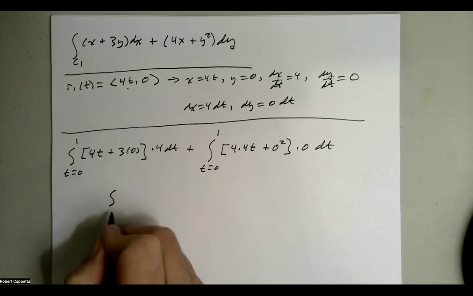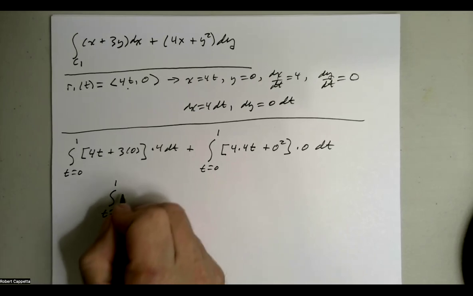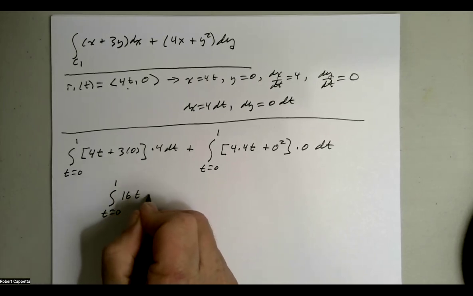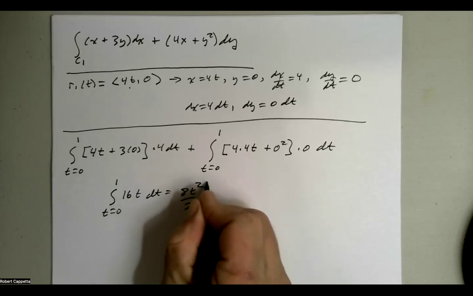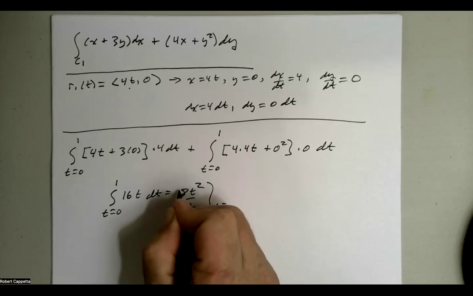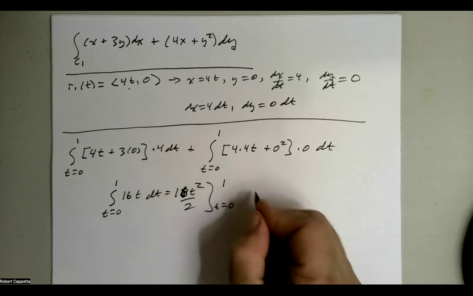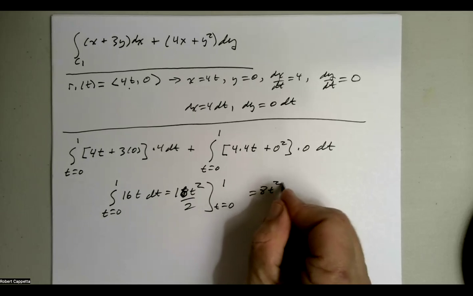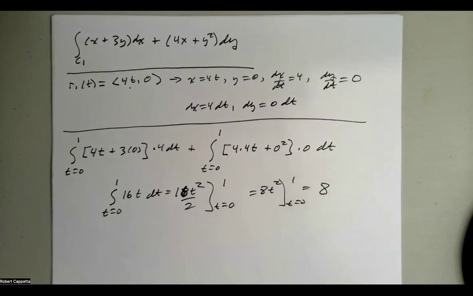So this entire thing becomes the integral as t goes from 0 to 1 of 16t dt, which is 16t squared over 2, or 8t squared, as t goes from 0 to 1. That is going to give me 8. So that is the first piece, the integral over C1.